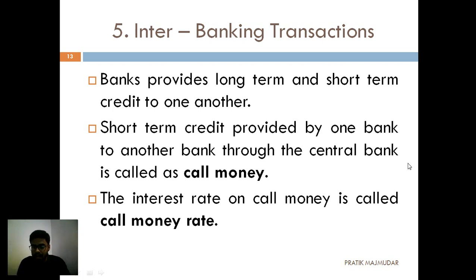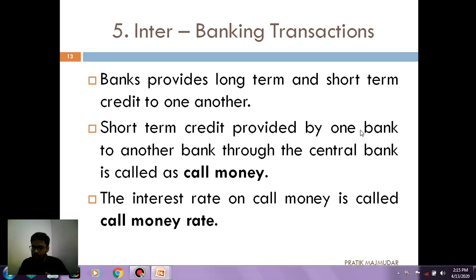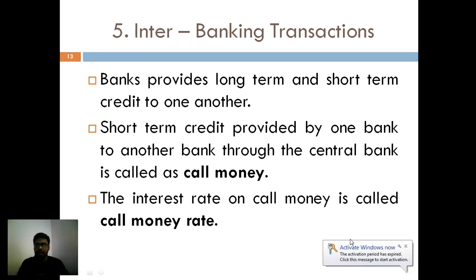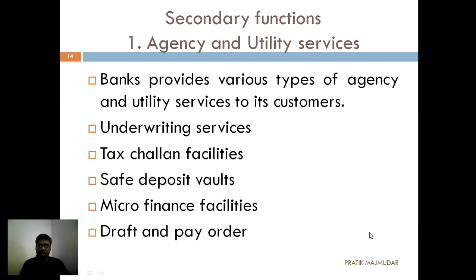What is called a central bank? Central bank means RBI, the apex bank, Reserve Bank of India. Okay, so short-term credit provided by one bank to another bank through the central bank is called call money. This is a one mark question you have to remember. Short-term credits which are given by one bank to another bank, very simple, that is called call money. Now next, the interest rate on call money is called the money rate. Okay, this is called the money rate.